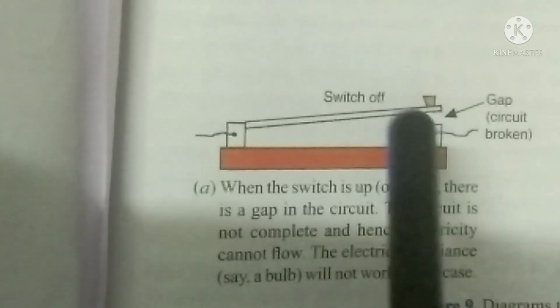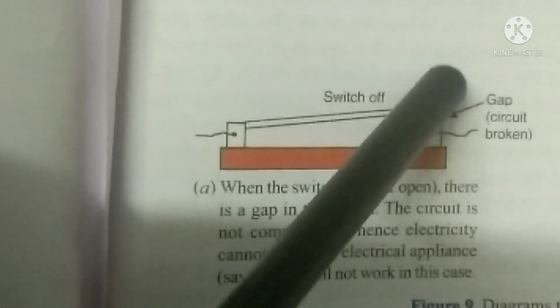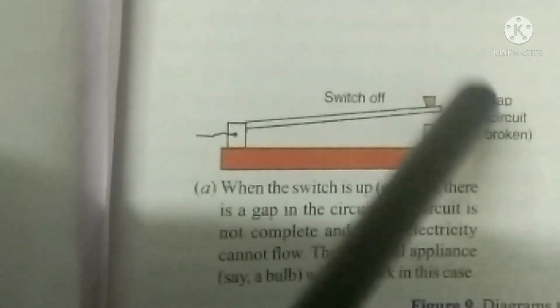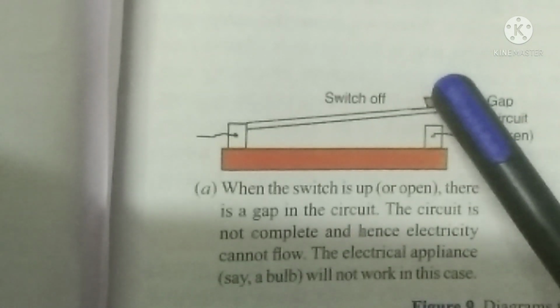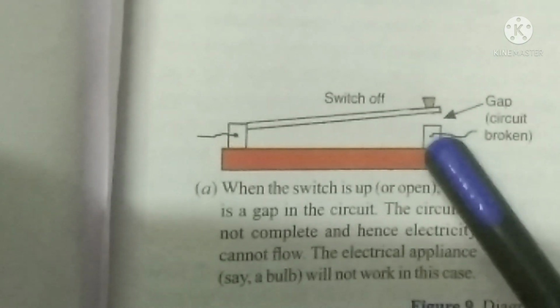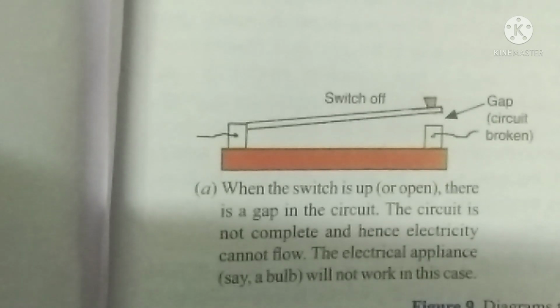So when you want to switch it on, we just press it. When you press it, this conductor will come and touch this conductor. So these two will get connected. When the switch is up or open, there is a gap in the circuit, and the circuit is not completed, or we say that it is an open circuit. So there will be no flow of electricity.